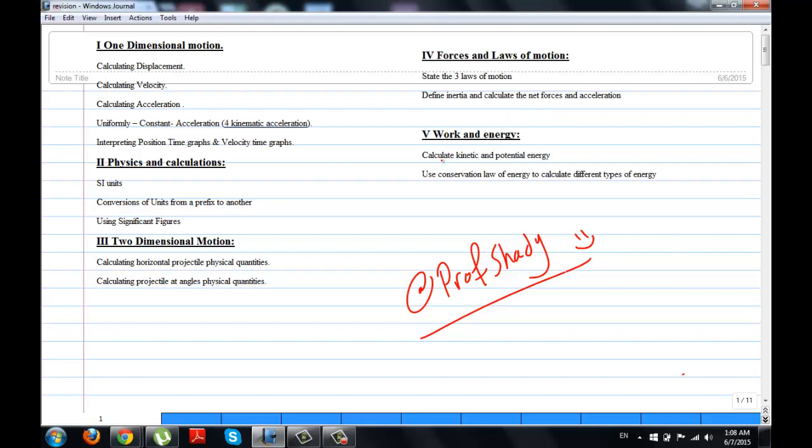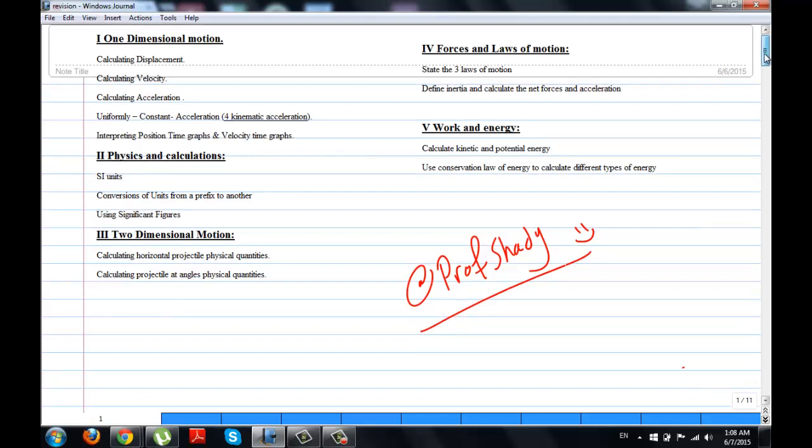In work and energy, you need to be able to calculate the kinetic and potential energies, the total mechanical energies of any situation. You need to use the conservation law of energies in 2 situations. So these are the basic concepts.